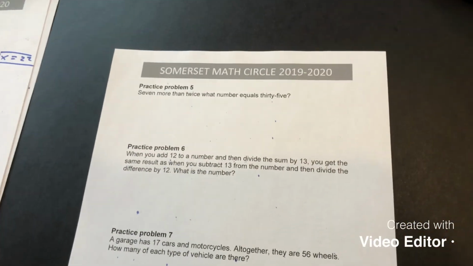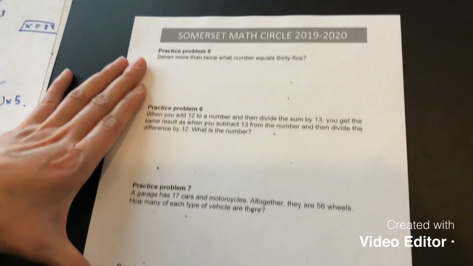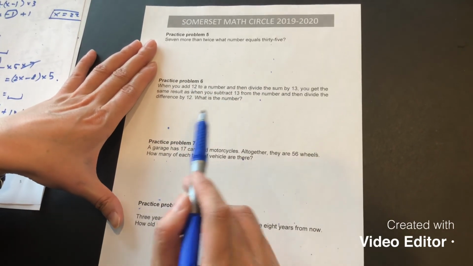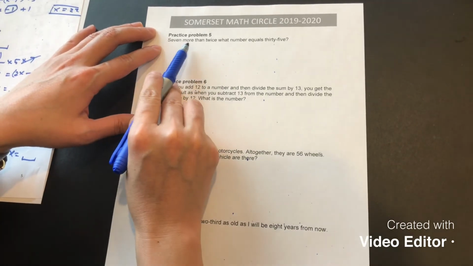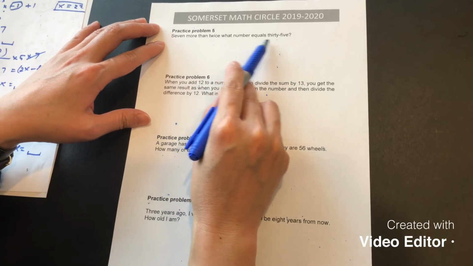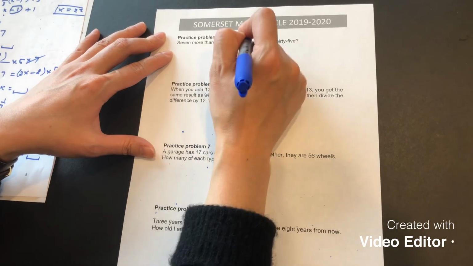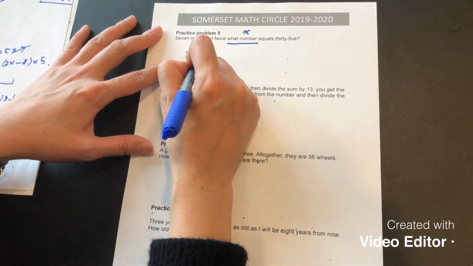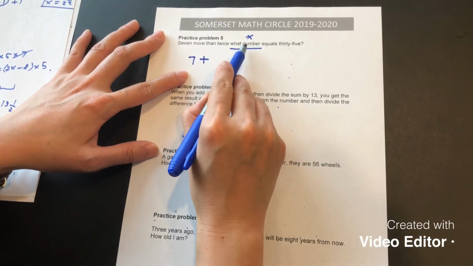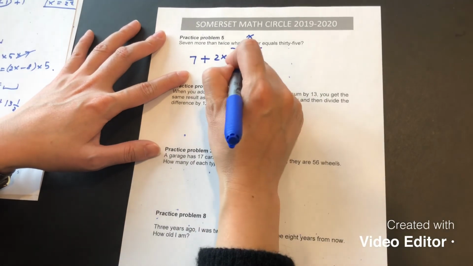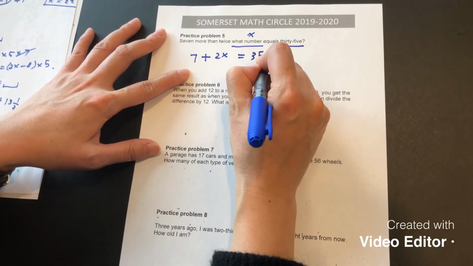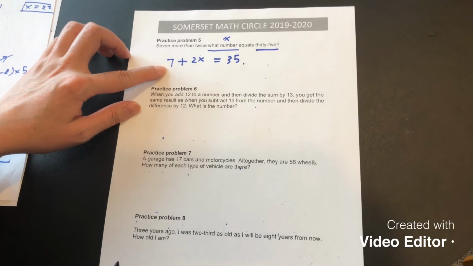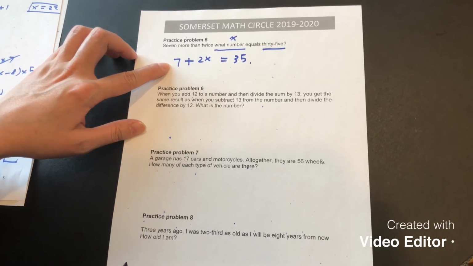Practice problem 5. We have these 4 problems just to tell the students how we use the numbers to convert them into equations. So, 7 more than twice of what number equals 35? Okay, say this unknown number is x. 7 more than, so 7 plus twice this number equals what? 35. Here is the equation to convert the words into an equation. This is a relatively simple equation to solve. We'll leave it for the students.